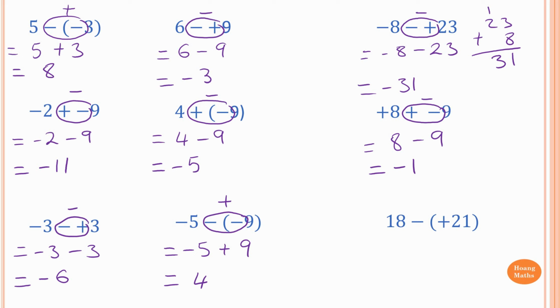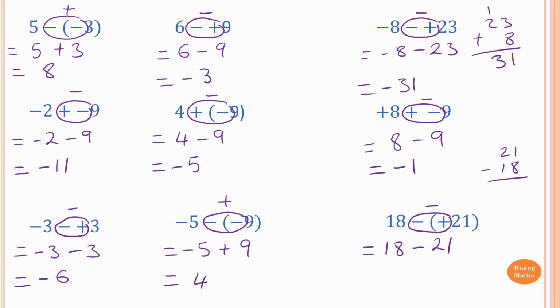Last one, 18 minus positive 21. So we have a negative and a positive together. So it becomes a negative. So now this becomes 18 minus 21. So we know that 21 minus 18 is 3. So 18 minus 21 is negative 3. Otherwise, we just use 21 minus 18 first.